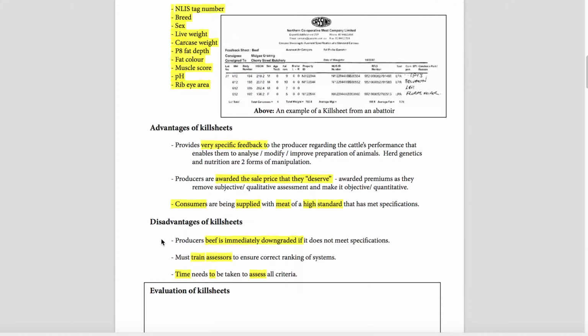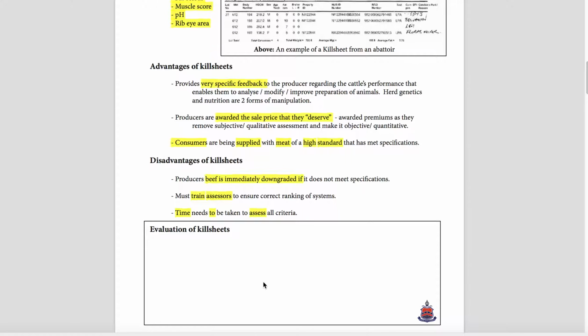Some disadvantages of kill sheets are that the beef is immediately downgraded if it doesn't meet specifications. You need to have trained assessors, and time needs to be taken to assess all the criteria. Now, I really want you to do an evaluation here on your own, but you need to probably write something about it being really effective, because it's a great way of the farmer getting really clear feedback. It's kind of like getting reports at school, or getting feedback on how you're teaching from students directly.